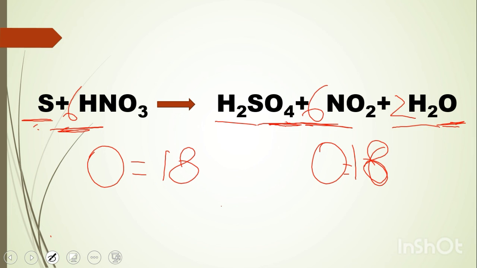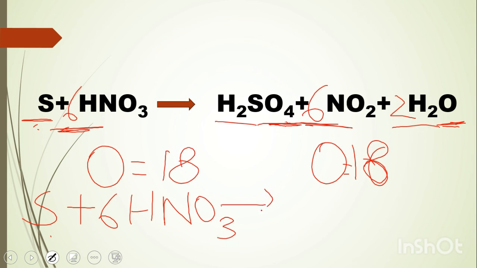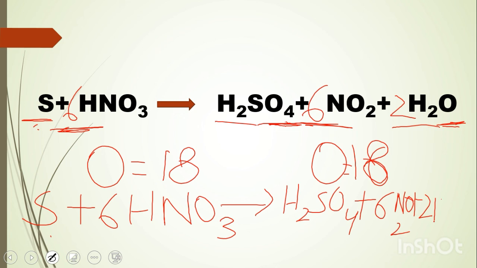So our balanced chemical equation is S plus 6HNO3 goes to form H2SO4 plus 6NO2 plus 2H2O. This is the balanced chemical equation. Okay, thank you.